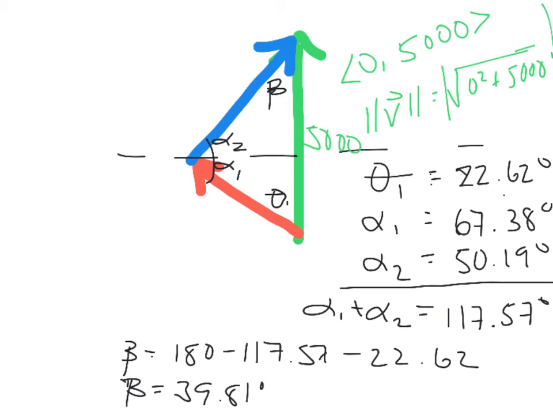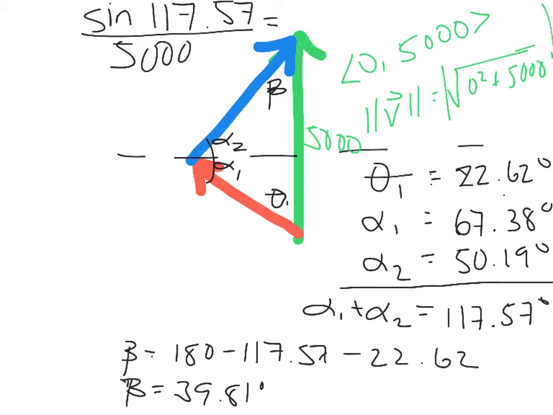So now I can use the law of sines and say, well, the sine of 117.57 degrees over 5,000 equals the sine of 22.62 over, and we'll call this B, we'll call this A. So I'm looking for B. And then I can find side B.